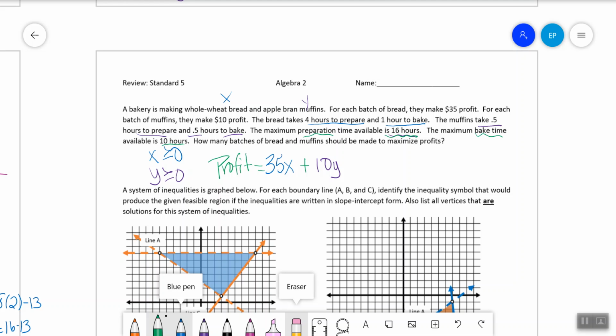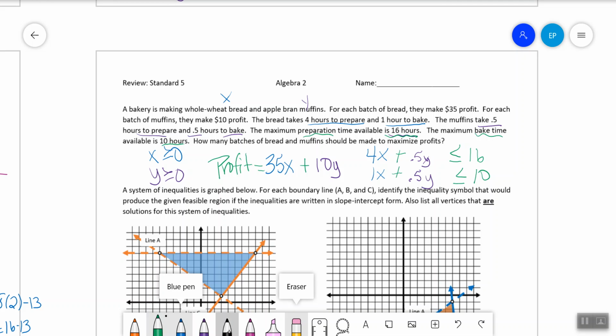Alright, so I have maximum time allowed is 16, maximum time allowed is 10. 16 is baking or preparing. So 4 hours to prepare and 1 hour to bake, respectively, 0.5 hours to prepare, that should be a Y, and 0.5 hours to bake, and those values get added together.